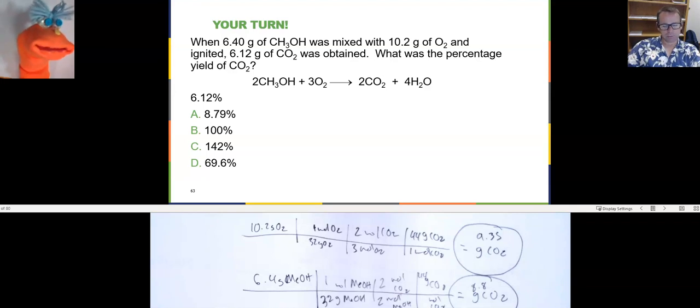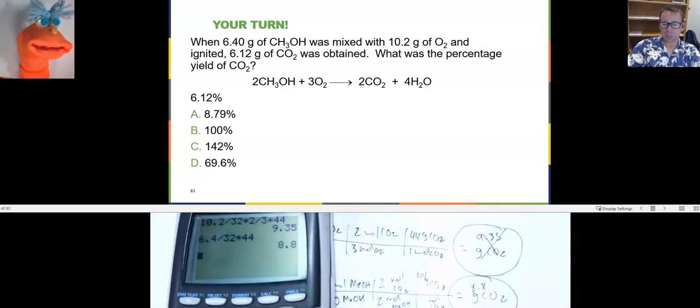So do we add those together? No, this is how many grams we would expect if we consumed all of the methanol they provided. This is how many grams we would expect if we consumed all of the oxygen. Would we actually be able to get 9.35 if we consumed all the oxygen? I guess. But we only have 6.4 grams of methanol. So we see that the amount of carbon dioxide we're actually going to be able to get is limited by the methanol. We're never going to be able to get that much because our methanol is the limiting reagent. So 8.8 grams becomes our theoretical yield.